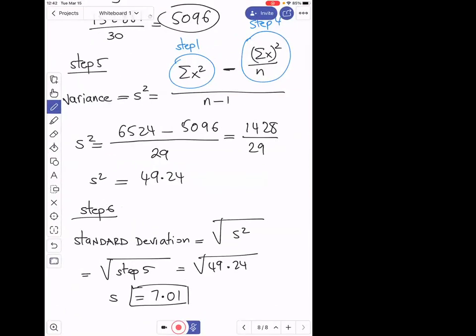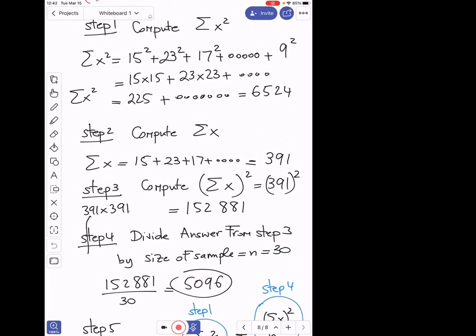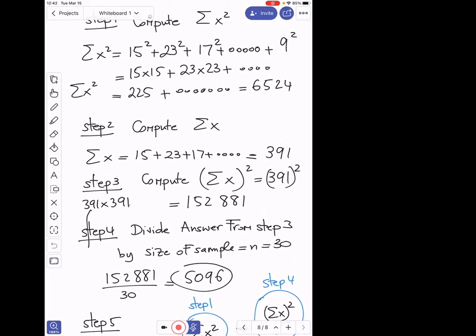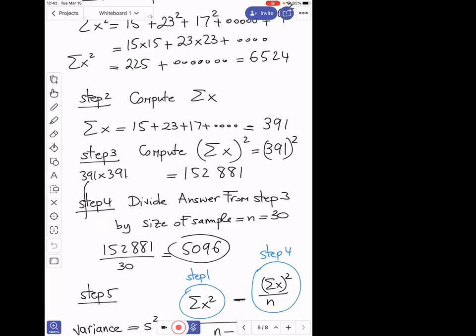All right. So in the test, guys, just try to follow the steps. If you have trouble with your calculator, of course, just take your time. Just make sure you have the right formulas.